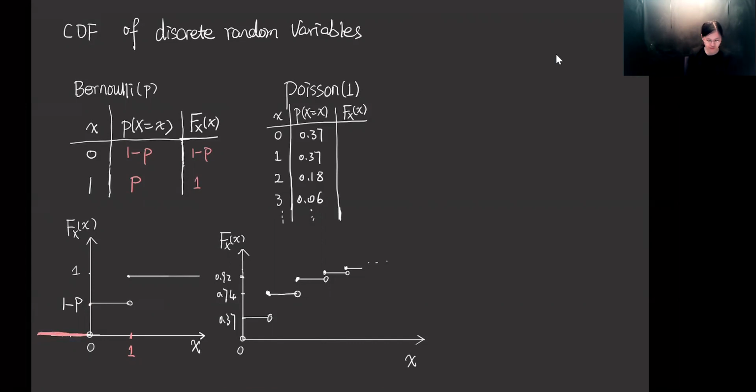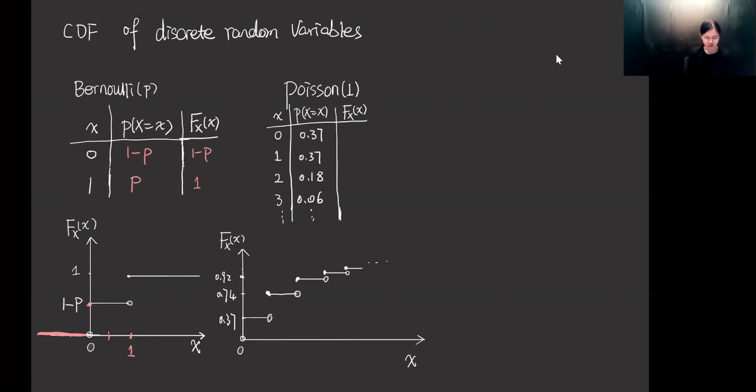Until you hit the point 0. Once you hit the point 0, CDF jumps to 1 minus p. And for the points between 0 and 1, the probability that the random variable is less than a point between 0 and 1 is equal to the probability that the random variable equals 0, because that's the only value in that range that the random variable can take.